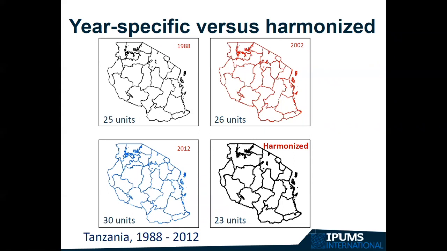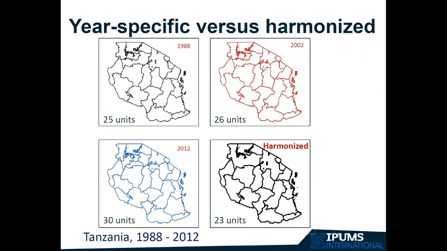So I'm back to Tanzania again. And if we look at regions, which are first administrative level units in 1988, you have 25 units. Moving on to 2002, you have 26. In 2012, you have 30 units. But as a harmonized unit, which accounts for change over time, you have 23 units.